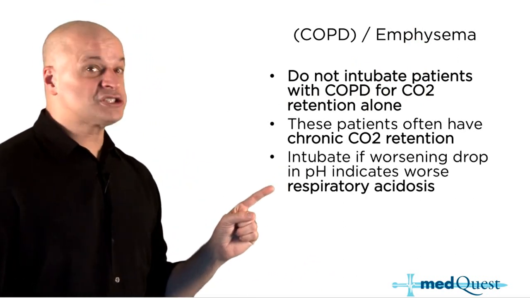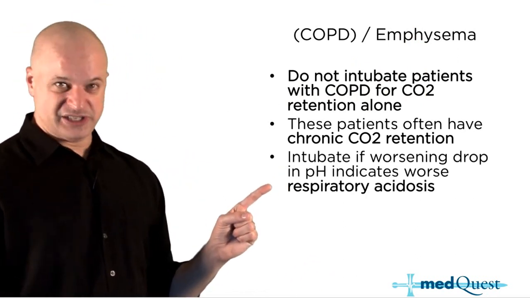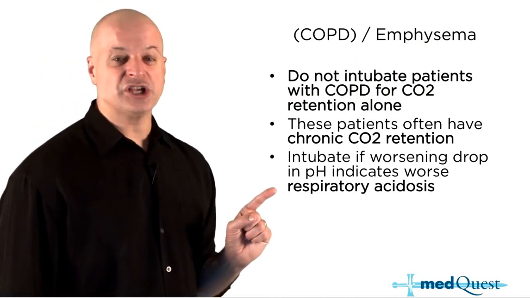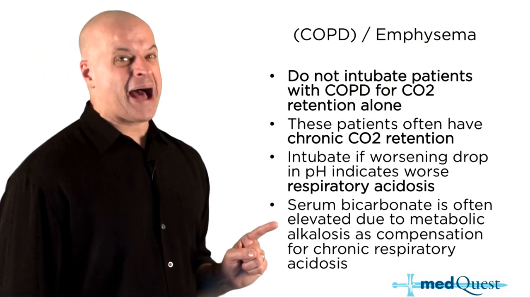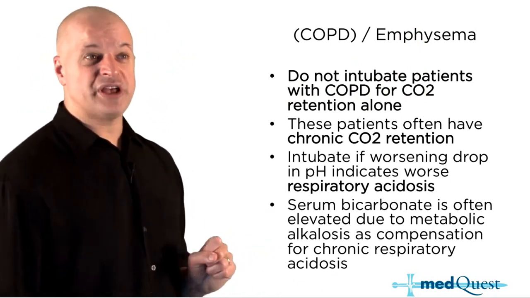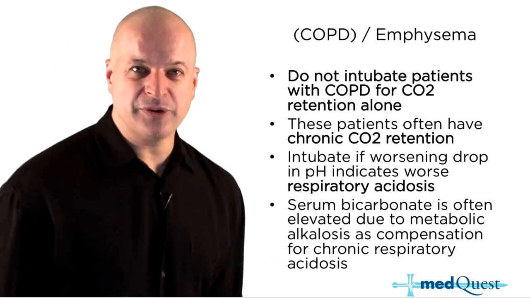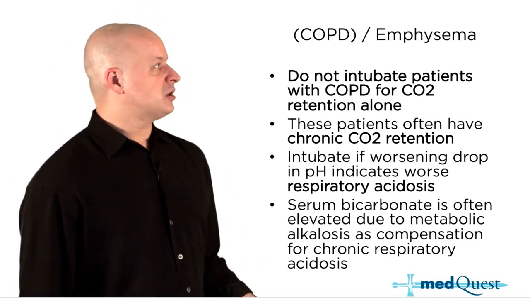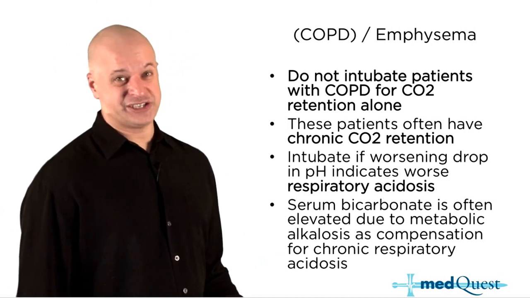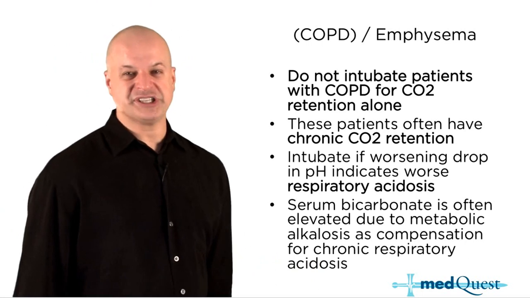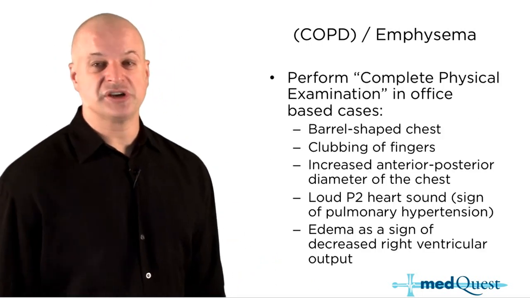Now, if there's a worsening pH, which is a respiratory acidosis, then you have to intubate. But the serum bicarbonate will tell you, is this acute? Acute, the bicarb is normal and the pH is down. Chronic, the bicarb will be up as compensation.